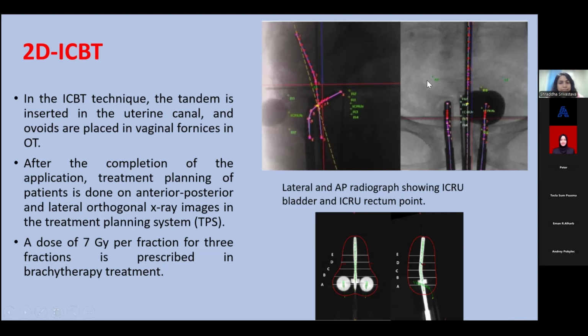In the treatment planning system, a dose of around 7 gray per fraction for 3 fractions is given to the patient. And like we see, this is the dose distribution which is obtained in frontal view as well as in sagittal view. So we can see this red color line around the applicator. This represents our 100% dose around the tumor volume.